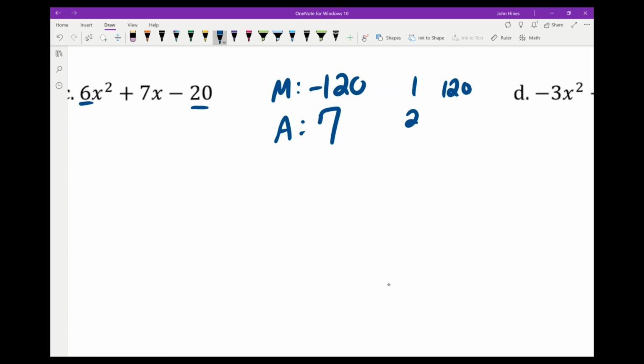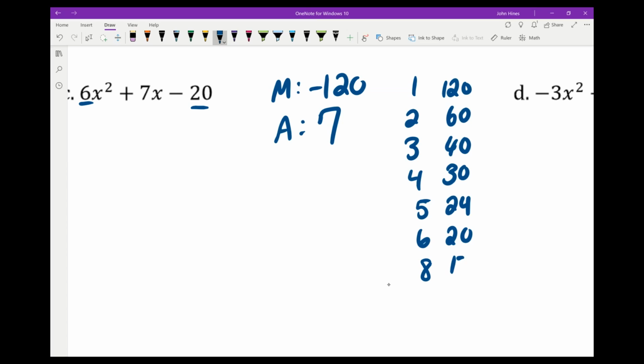1 and 120, 2 and 60, 3 and 40, 4 and 30, 5 and 24, 6 and 20, 7 doesn't work, 8 and 15. Again, I'm just on my calculator dividing here. I'm dividing 120 by 8. Yep, I get 15. 120 divided by 9, nope. 120 divided by 10, 10 and 12, and I think that's it.